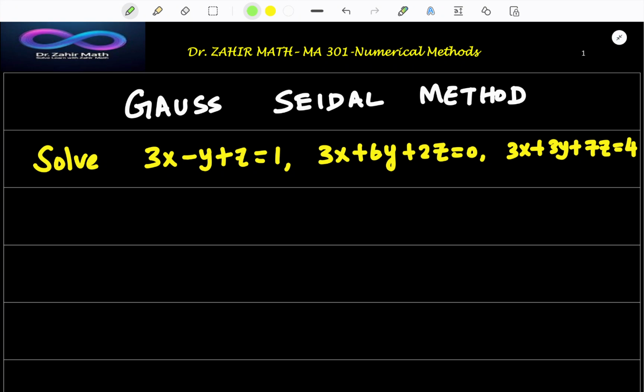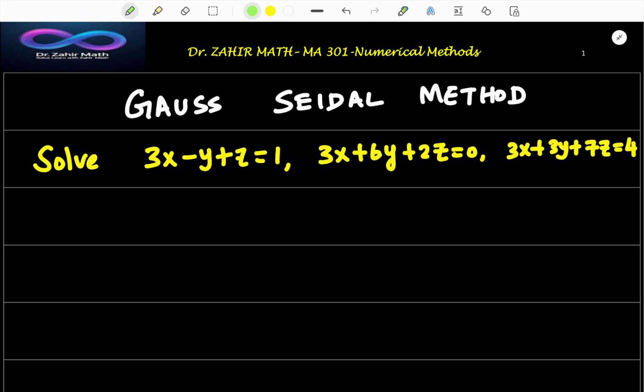In this video, we are going to learn the Gauss-Seidel method to solve a system of linear equations using the fx-991ES plus calculator. Before we start, a very important point I want to tell you for the Gauss-Seidel method.